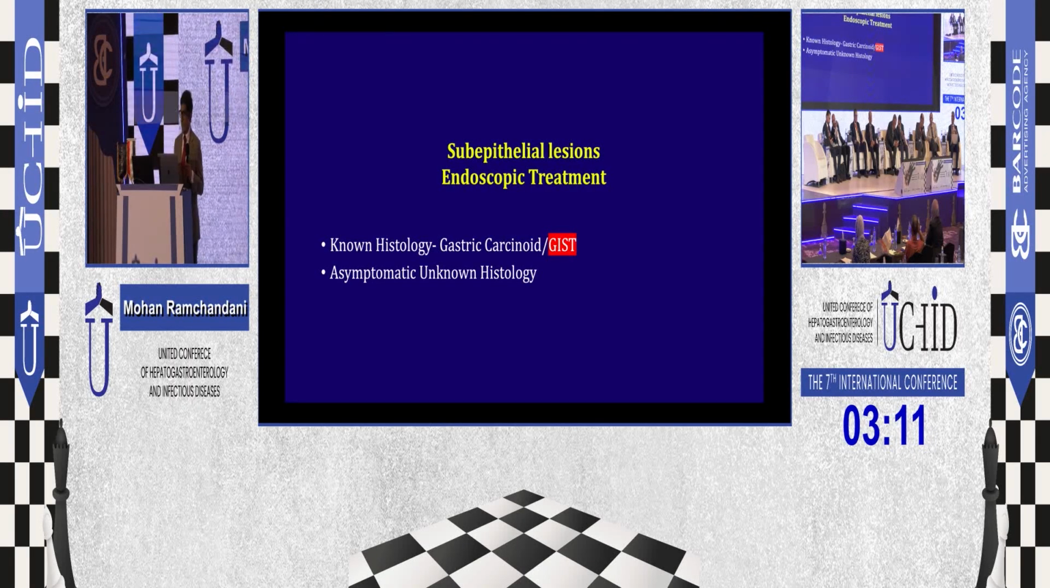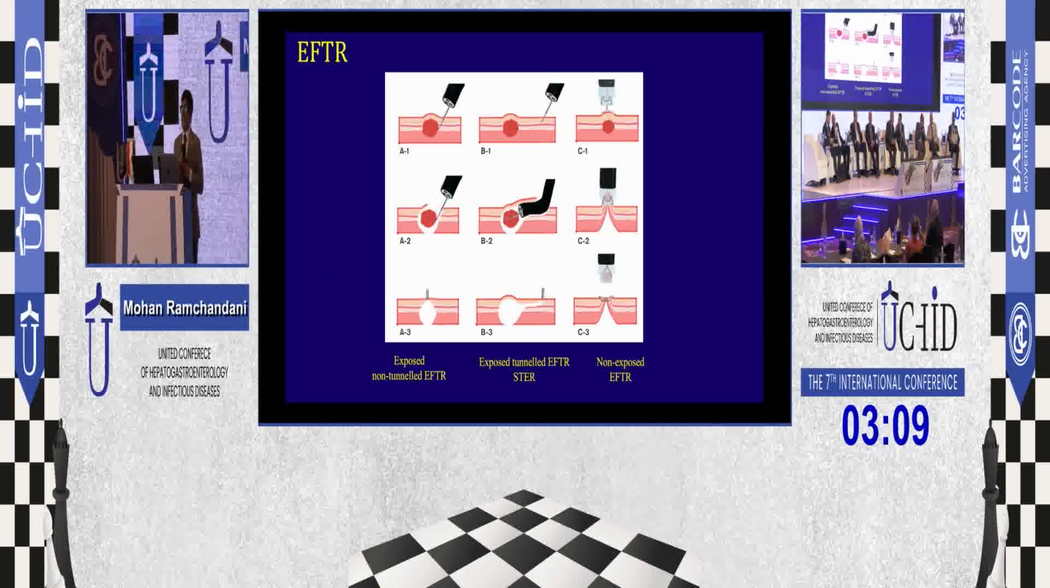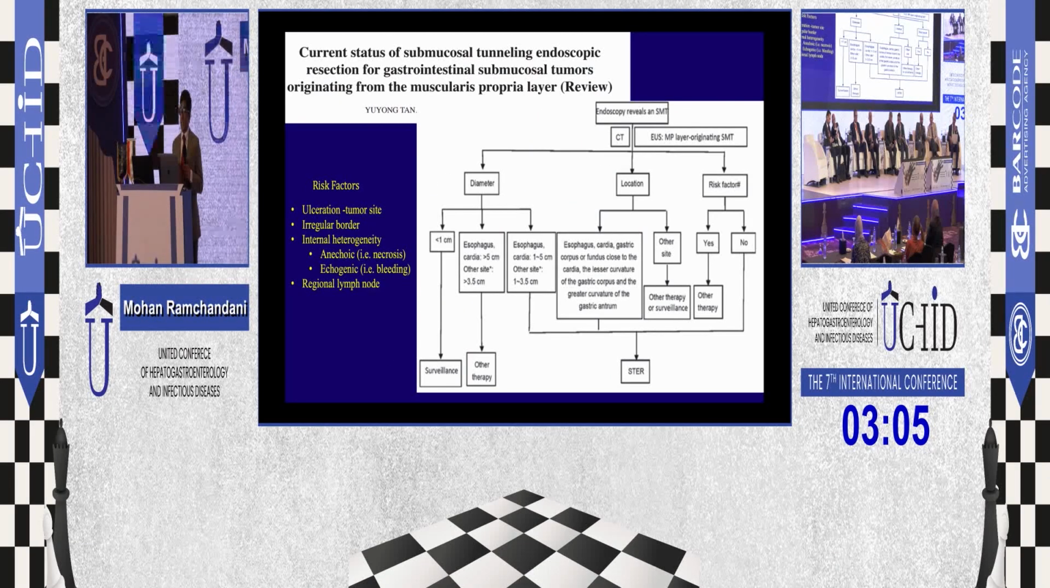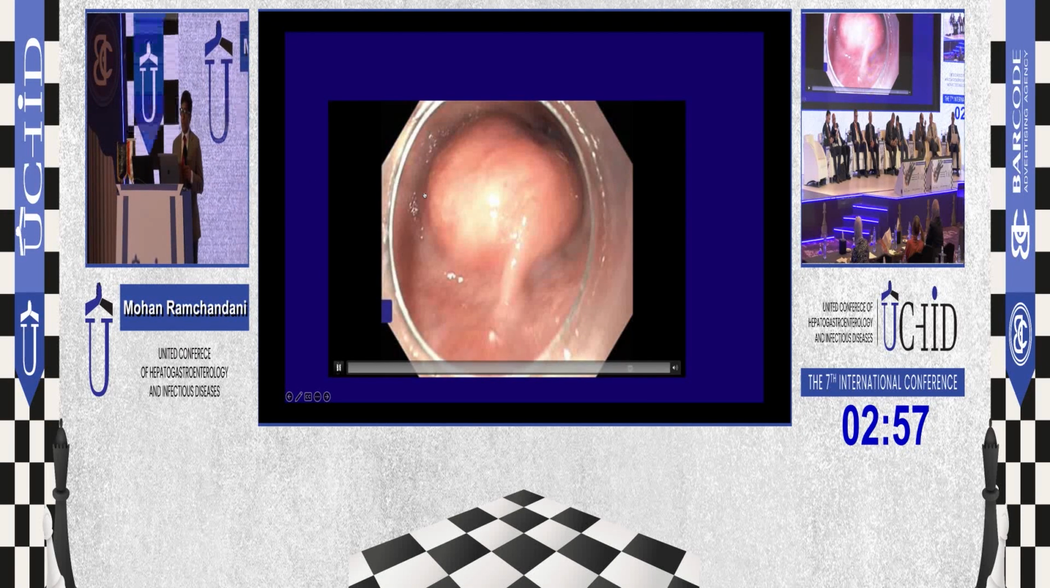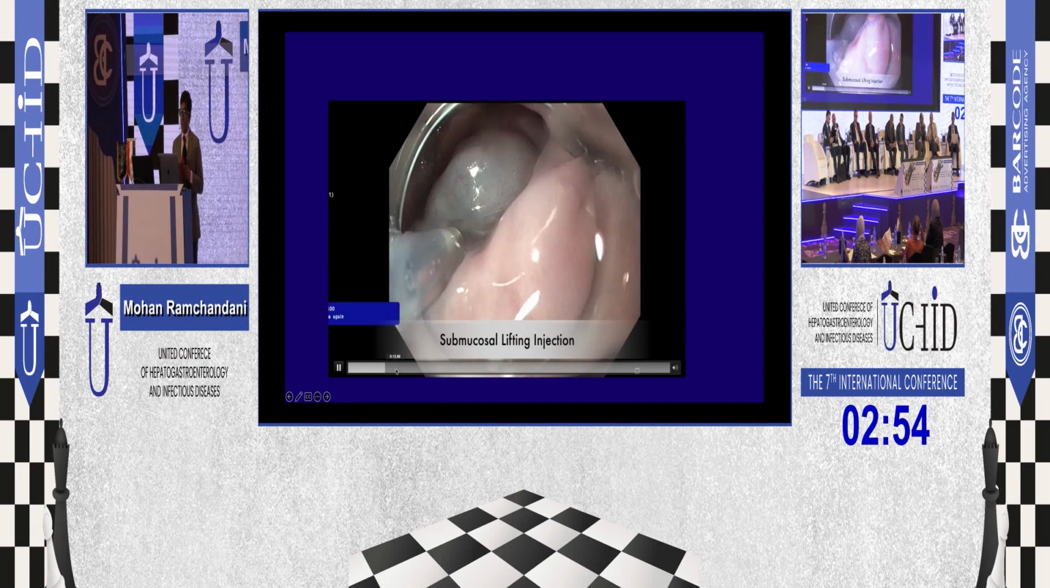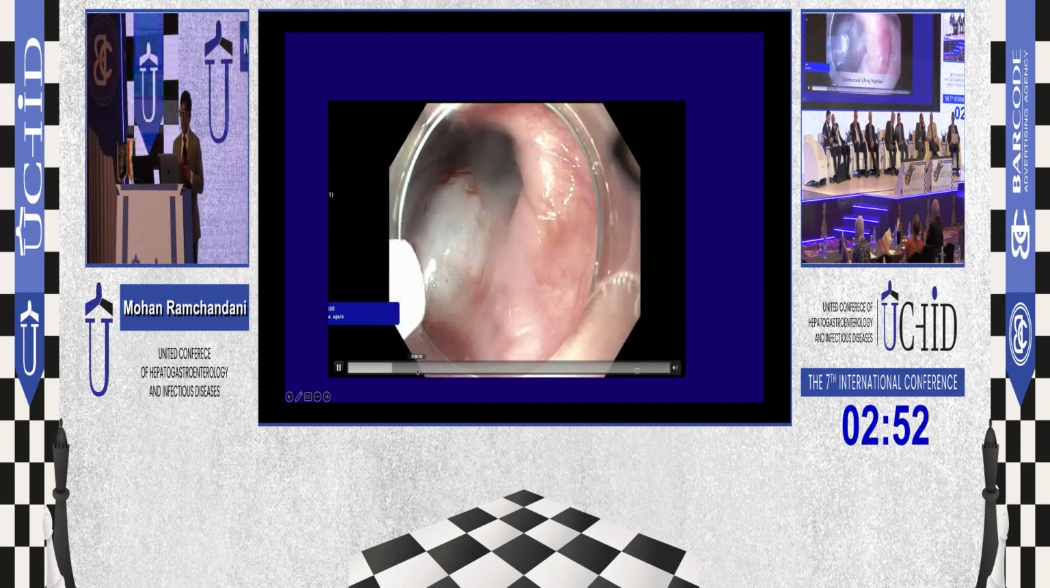So you can do dissection. But what if they are arising from the MP layer, the muscle layer? They need full thickness resection. And the tumors which are arising from the esophagus are mostly leiomyoma, and those which are arising from the stomach are mostly GIST. And this is one of the tumors which is being removed by STER.